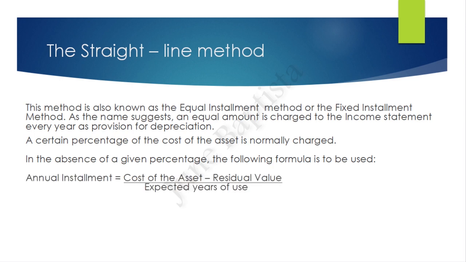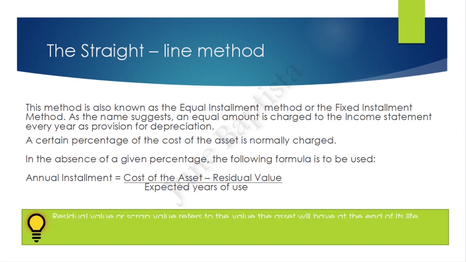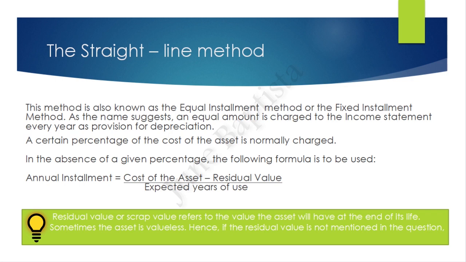Annual installment for provision for depreciation is equal to cost of the asset minus residual value divided by expected years of use. Note: the residual value or scrap value refers to the value the asset will have at the end of its life. Sometimes the asset is valueless. Hence, if the residual value is not mentioned in the question, assume that it is zero.